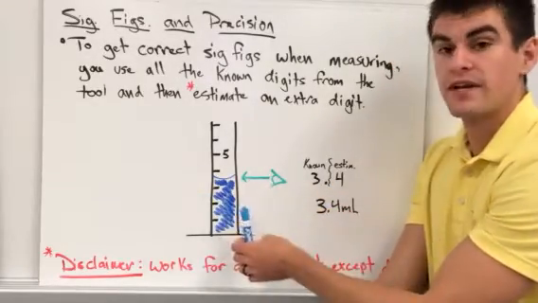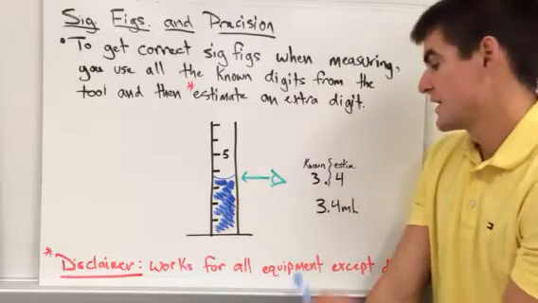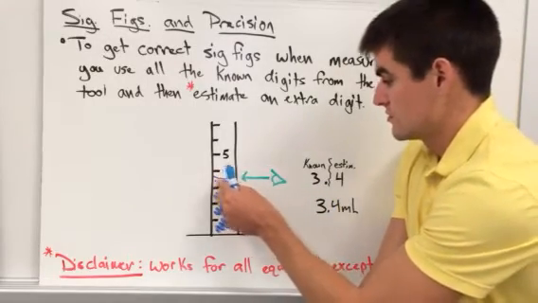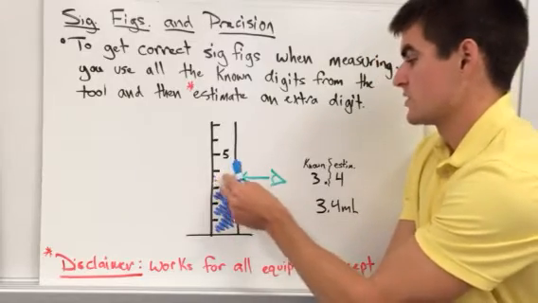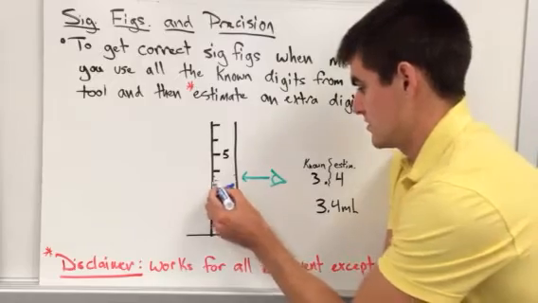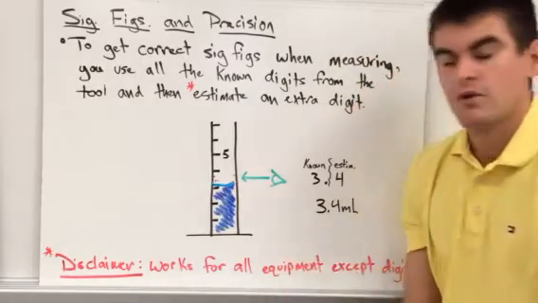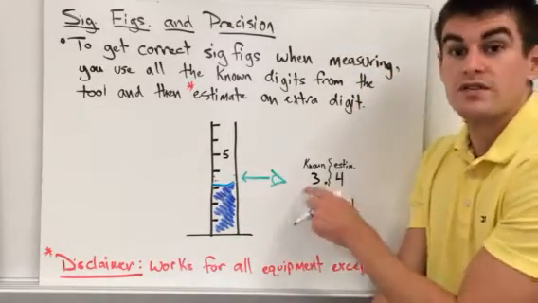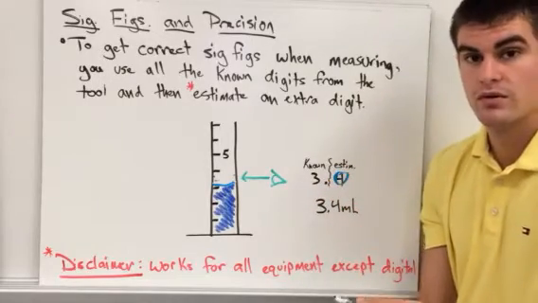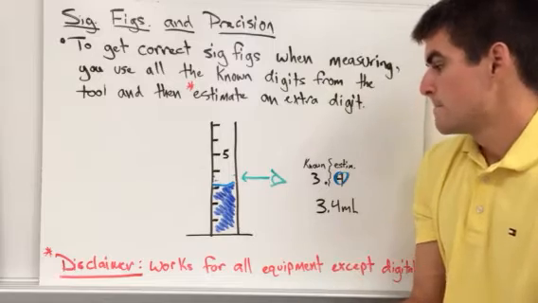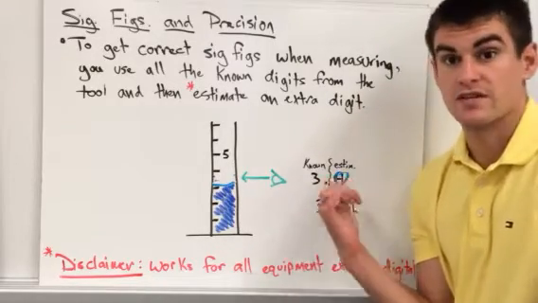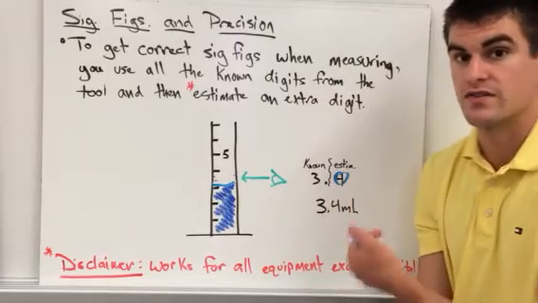So correctly reading this, it's not just 3 milliliters, it's 3.4 milliliters. Even if the meniscus was down here at the bottom, even if it was there, we still wouldn't read this as 3 milliliters. We'd read this as 3.9 milliliters. Important that you show as precise as you can without guessing more.